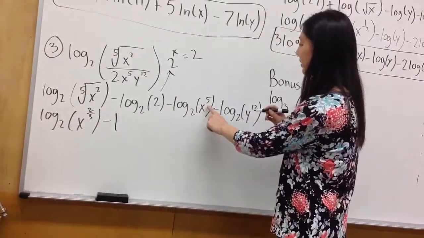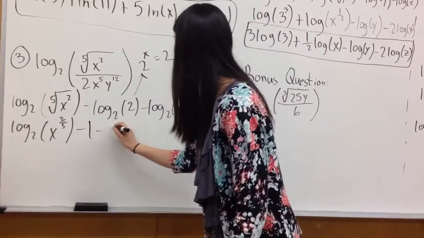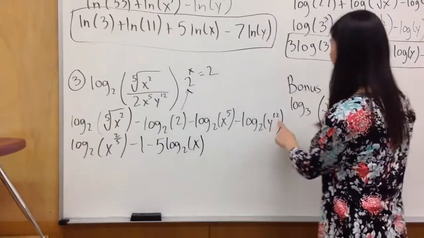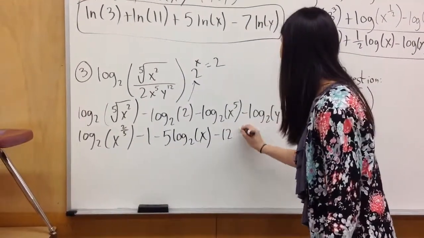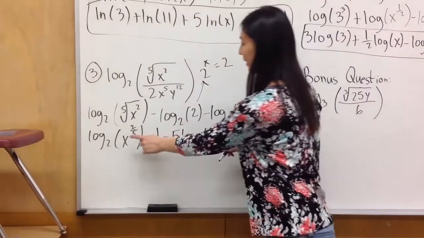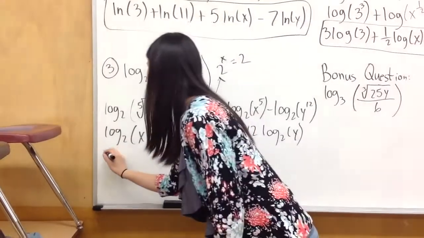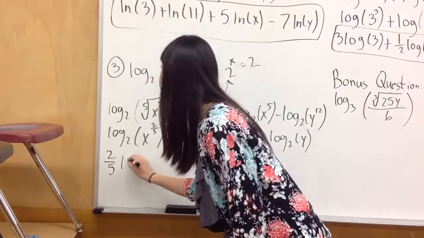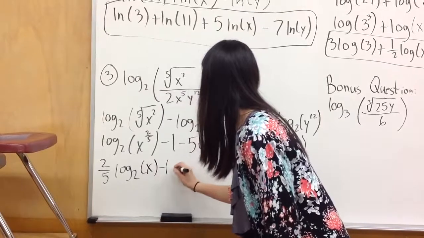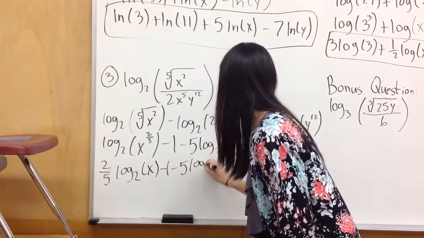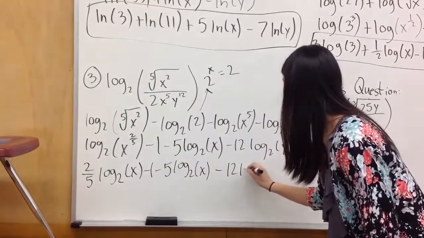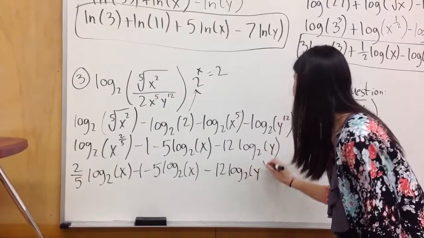And then let's see, this one is going to be, the 5 comes out in front, so minus 5 log base 2 of x. The 12 comes out in front here, so minus 12 times log base 2 of y. Now one last thing is we're bringing that 2/5 down out in front. So it's going to be 2 over 5 log base 2 of x minus 1 minus 5 log base 2 of x here minus 12 log base 2 of y.